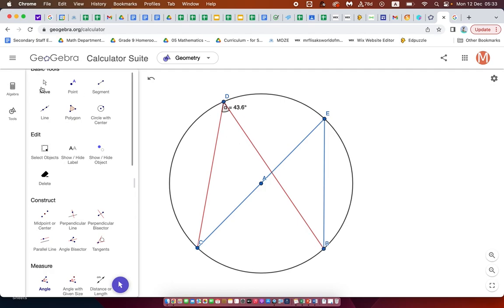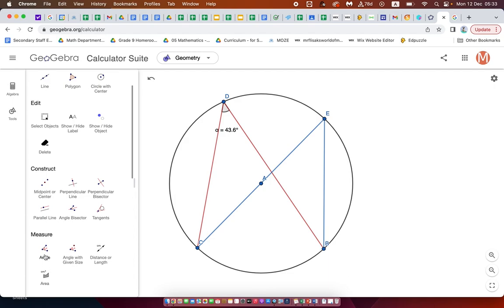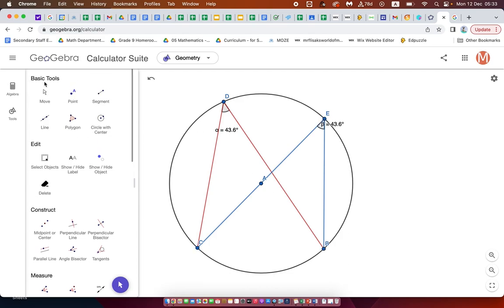I've measured the first angle. I'm going to move that so I can see it there. And I'm going to measure the second one now. Measure, angle. There it is. Move that label a little bit. Well, it's clear already. Look at the 2 angles, exactly the same.